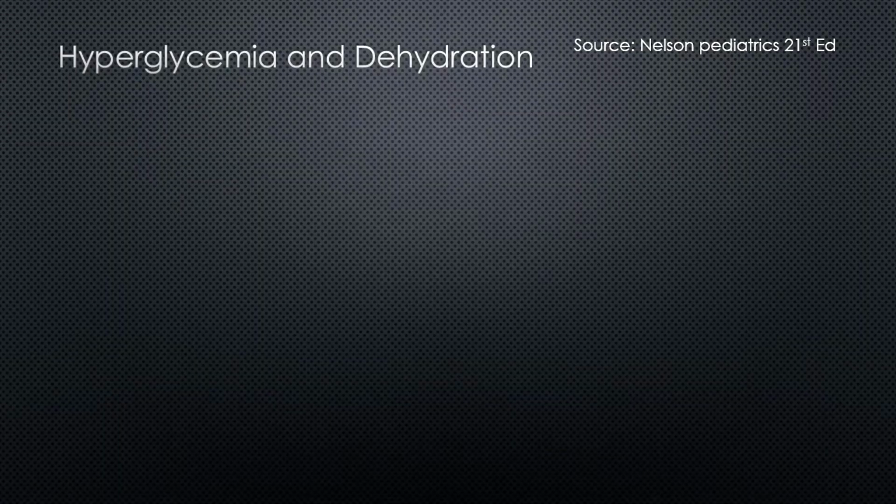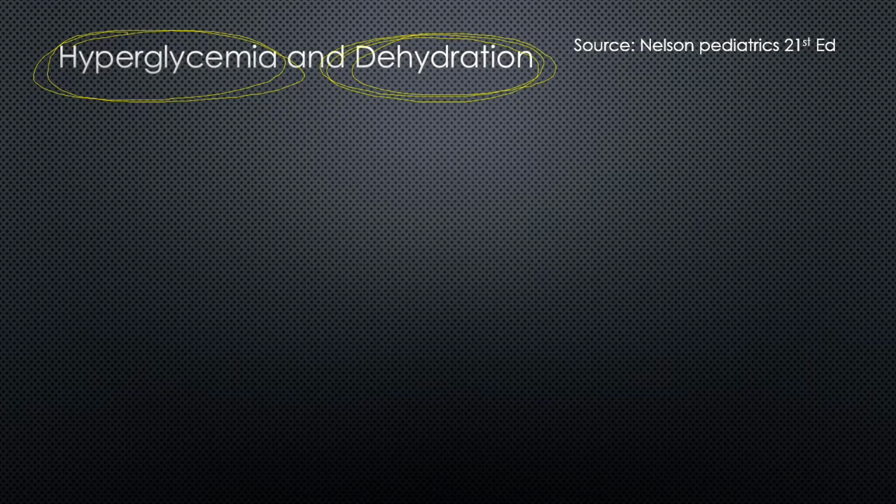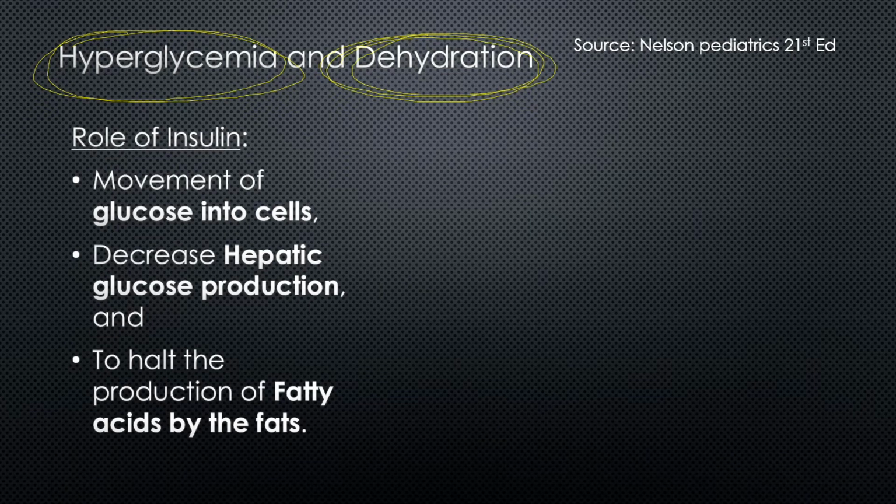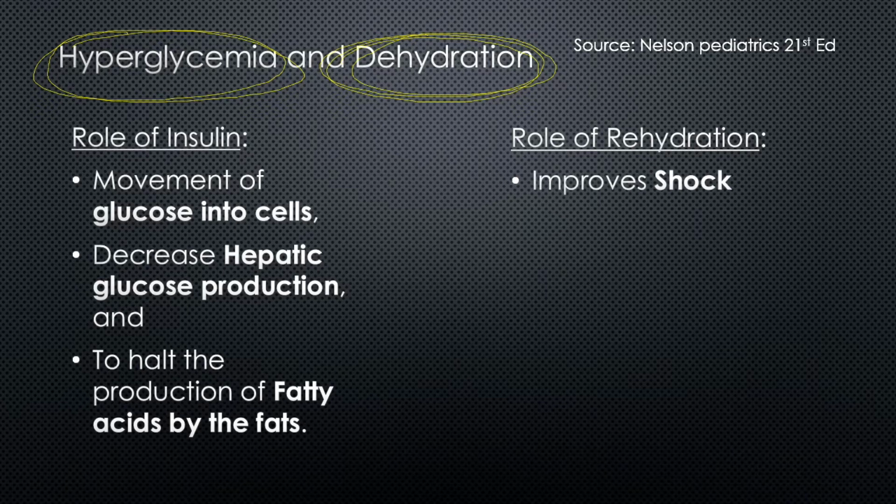So coming to the two main components of diabetic ketoacidosis, that are hyperglycemia and dehydration. So to correct hyperglycemia, we have to give insulin. For correction of dehydration, we have to give IV fluids. So the role of insulin would be movement of glucose into the cells, decrease hepatic glucose production, and to halt the production of fatty acids by the fats. Whereas the role of rehydration would be correction of the shock and improve renal perfusion.